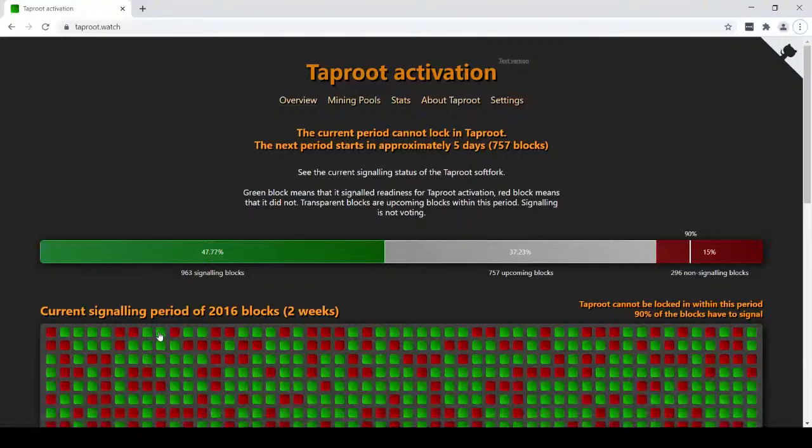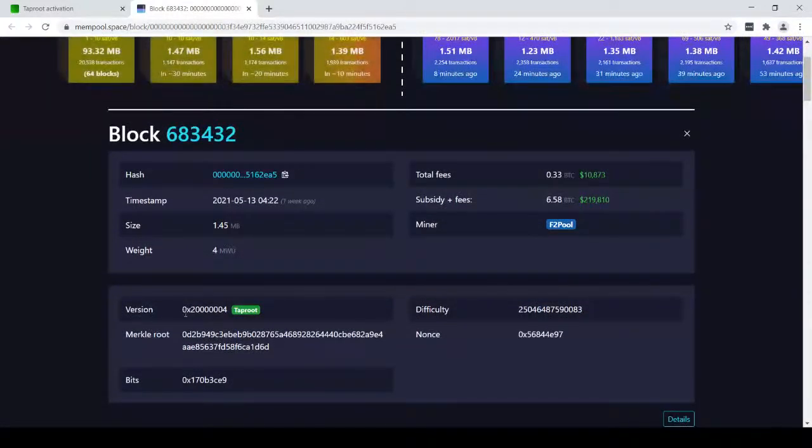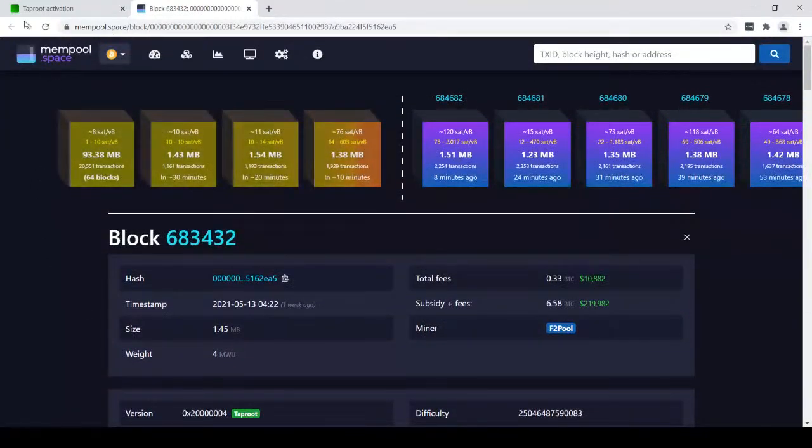And I can actually click on this. This one was mined by F2 Pool, and this is a clickable button. So let's click on it and see what happens. It's kind of cool. So this takes us to a website that is tracking blocks. If you look at the version number of the block, you see here that it is signaling Taproot. So the version number of this block is signaling Taproot, and you can see that by clicking on that block.